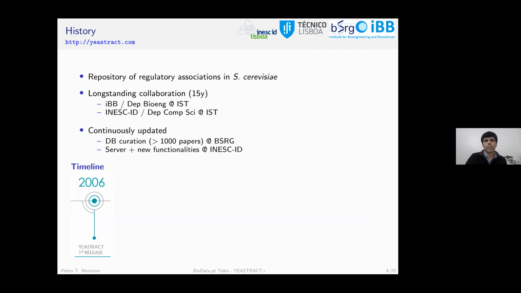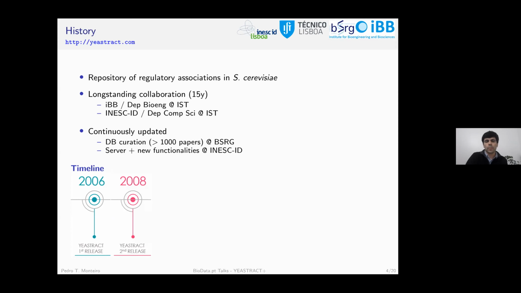This has been going on for 15 years, more or less. We started developing in 2005 and curating many papers. Now we have more than 1,000 papers, which means that people at the Biological Science Research Group at IST have to read them and provide all the information, and for us at the NSKD side to load the data in the server and develop functionalities over that data. The first release of YEASTRACT was in 2006, one year later.